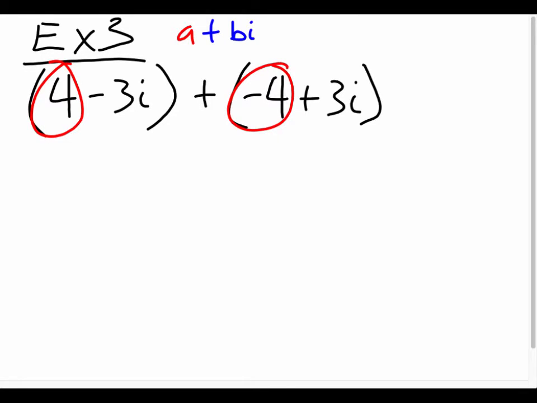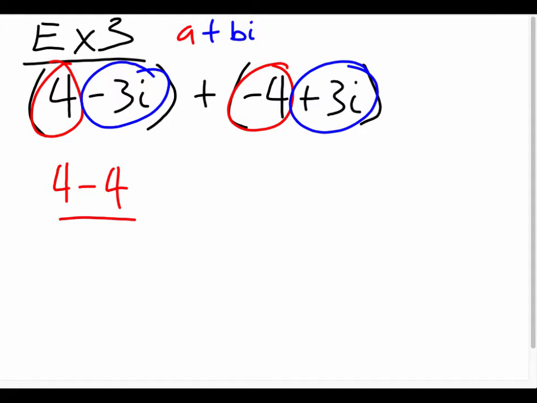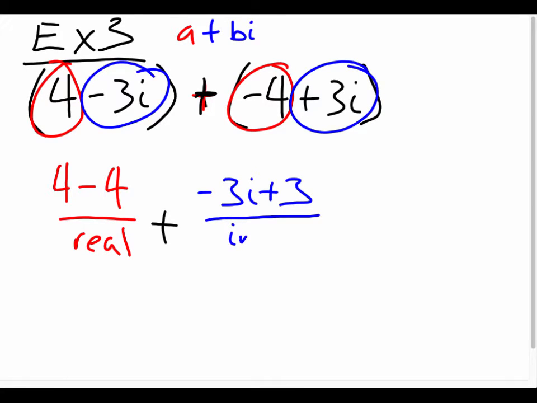0. Hold on, don't get ahead of me. Then I have a negative 3i and a positive 3i. So I'm going to say 4 minus 4, that's the real component. I have a plus sign here, so I'm going to say plus. Now I'm going to deal with this imaginary. I've got negative 3i plus 3i, and that's the imaginary.